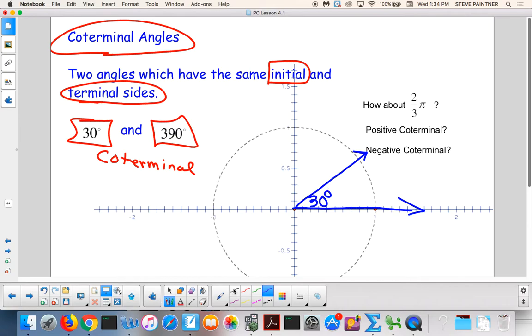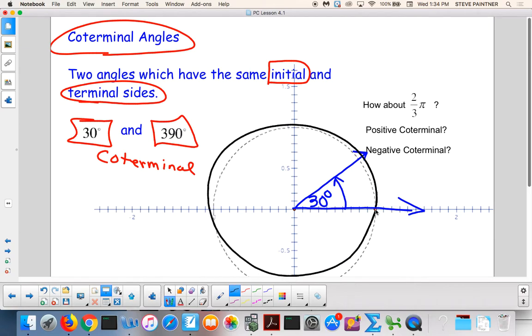Let's draw it. Here we go. Here's a 390. I messed up. 30 looks like this, doesn't it? That's a 30. What's a 390 look like? Once around is how far? 360. And how much more? 30 more. So is this truly equal to this? So I could tell you 390, or I could tell you 30. It's the same angle. It's got the same initial and terminal side.